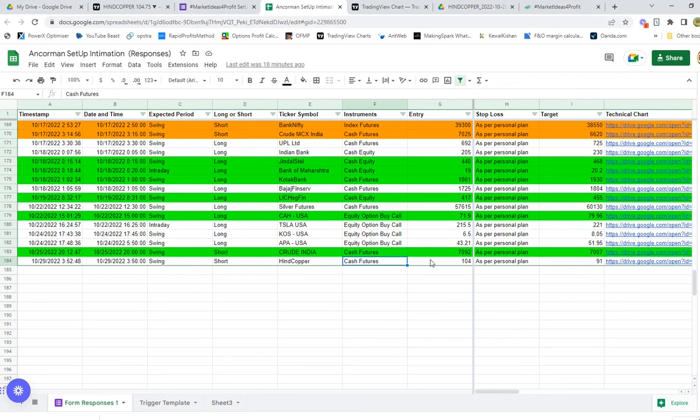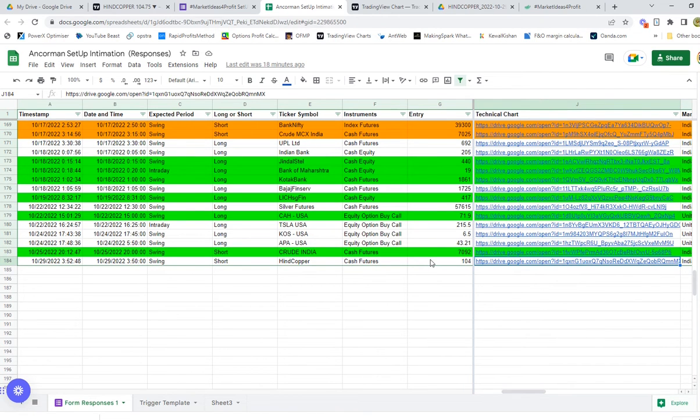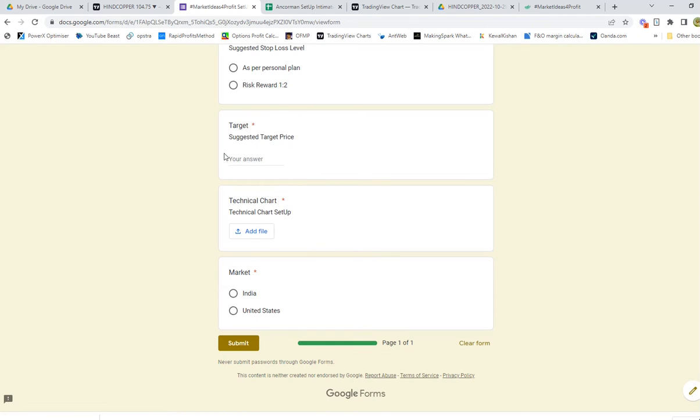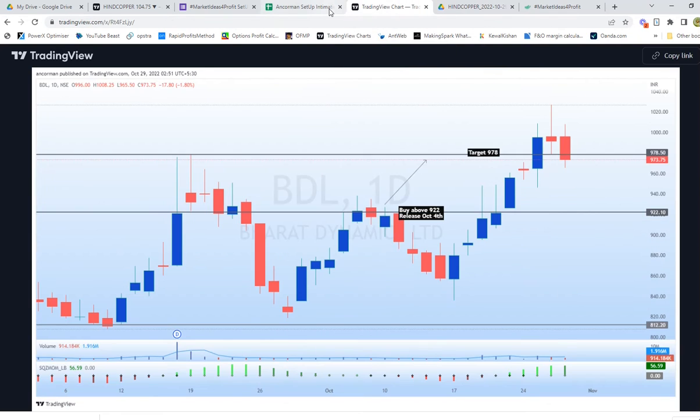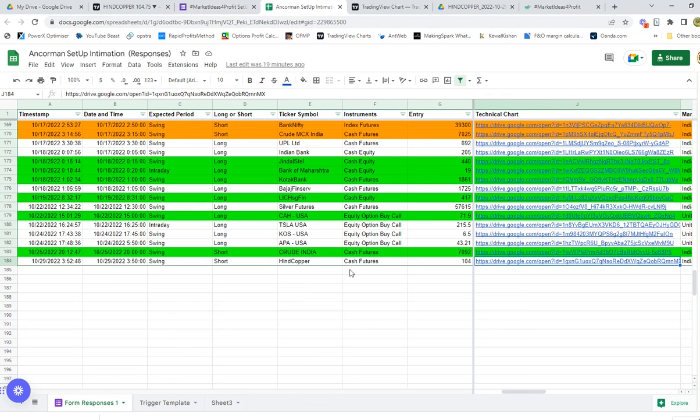Hindustan Copper is the script. Cash futures is what I'm suggesting. 104 is the entry price. Stop loss is as per personal plan. 91 is your target. This is the historical chart. So these get recorded because I have used this sheet to record all that data, and I'm adding this technical chart setup. This is a link to the Google sheet that you saw here. This is the link, and this is how the setup gets recorded.